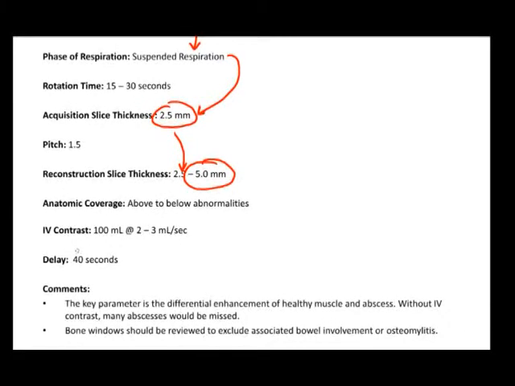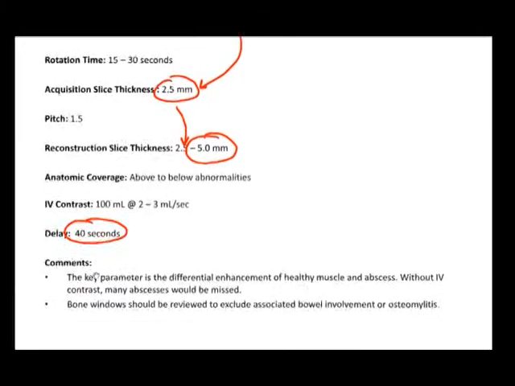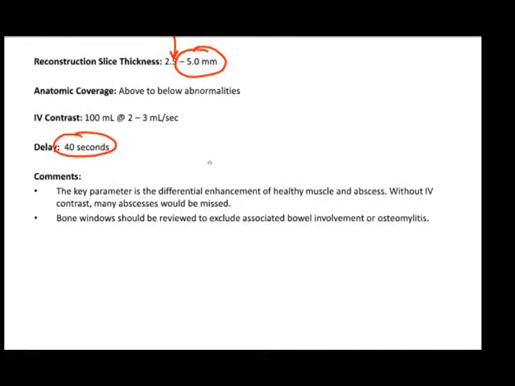To ensure proper enhancement of the muscles, we're going to perform the scan 40 seconds after the initial start of the contrast. The key parameter to this is the differential enhancement of healthy muscle and abscess. We rely on the fact that healthy muscle appears one way and an abscess appears vastly different, and so this helps distinguish this. Without IV contrast, many abscesses would simply be missed because they would mirror what the muscle would look like, or you would just never see it. But due to this density difference and changes in basically the amount of vascularity, an abscess will really stand out.